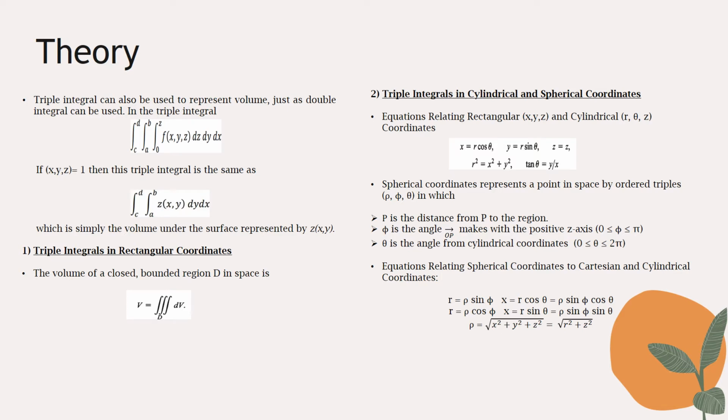First, triple integral in rectangular coordinates. The volume of a closed bounded region D in space is V equal to the triple integral of dV.